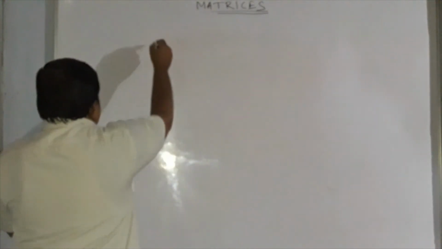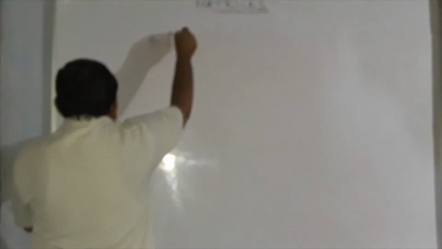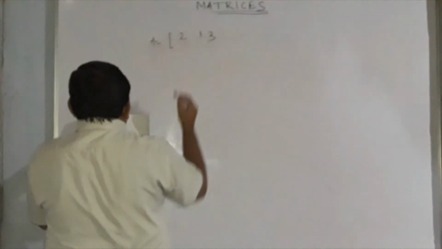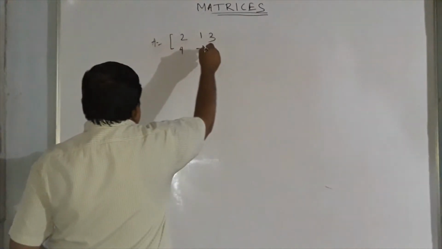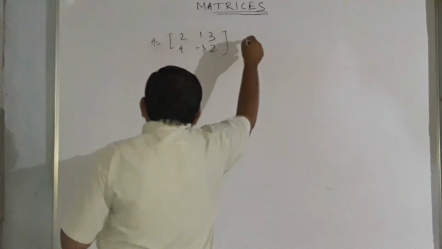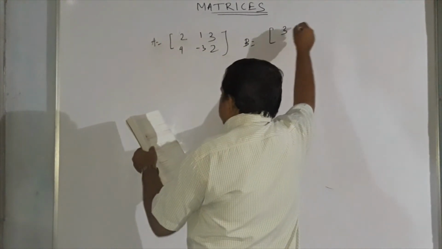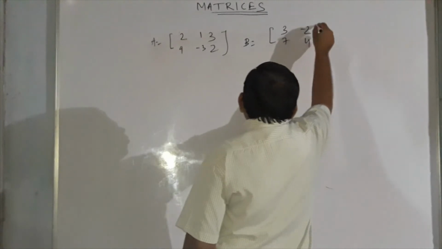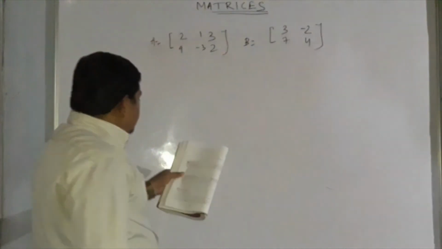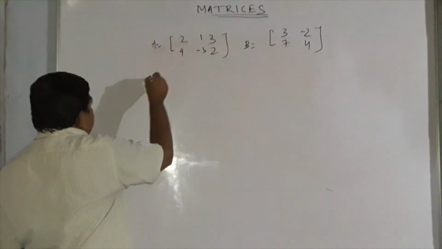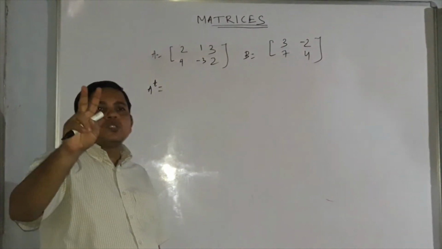One question is given here. A is equal to 2, 1, 3 and 4, minus 3, 2. Then B is given as 3, minus 2, 7, 4. Now find the transpose of A, A transpose and B transpose. That means find the transpose matrices AT and BT. Now tell me AT equal to, very simple, you remember what I said: you interchange the rows and columns.